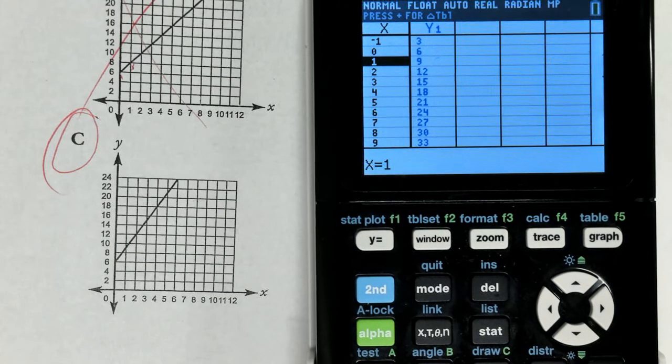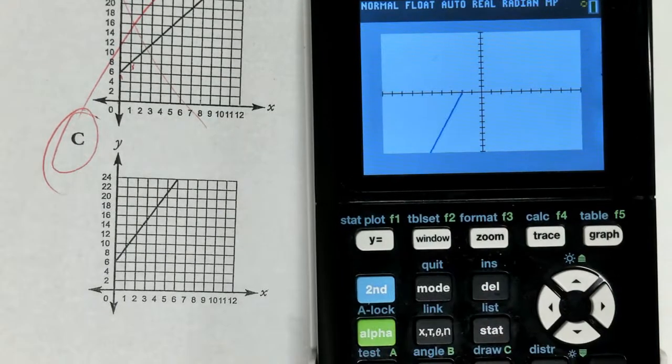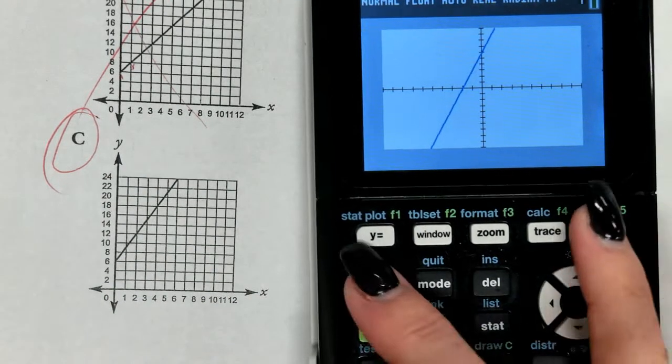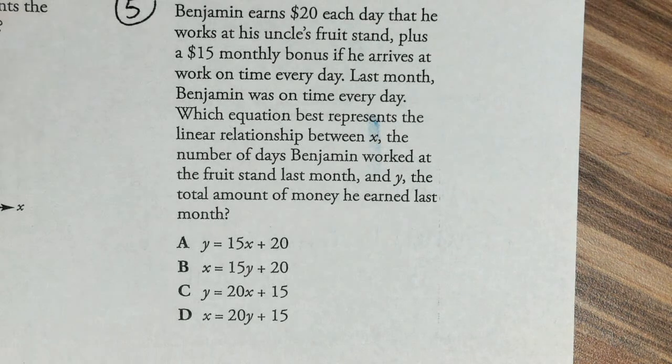When they give you a graph to match, please use the table. Don't use the graph button. Does that help me look at those? No. Always use the tables, okay? The last one. Y'all already know how to do this one.